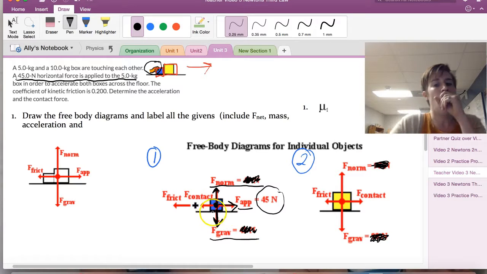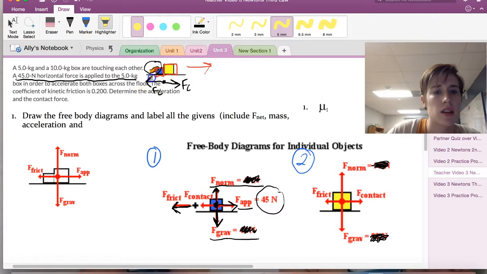Then, if we're pushing the box in this direction, what is slowing it down? Friction is slowing it down, so I drew an arrow this way, labeled it friction. But there's also a contact force because since these are touching, the blue box pushes on the yellow box this way. The yellow box pushes on the blue box this way. Okay, so I took this arrow from the yellow box pushing on the blue box and I put it right here. Okay, because it's going to the left because the yellow box is right here and it's pushing on the left of the box.